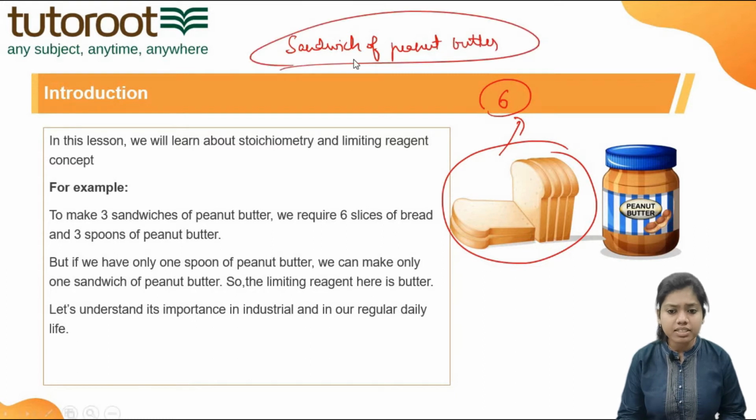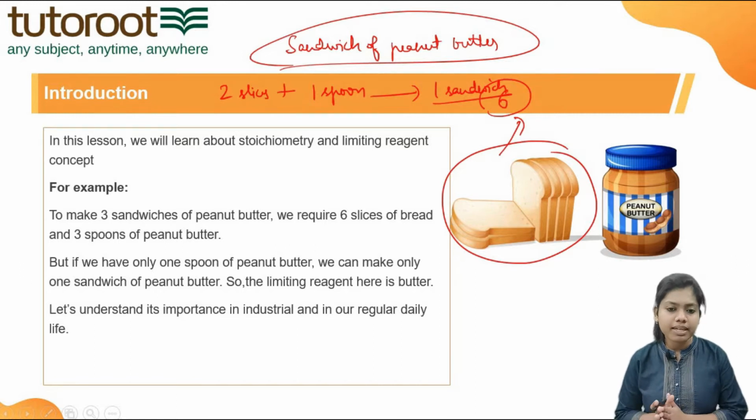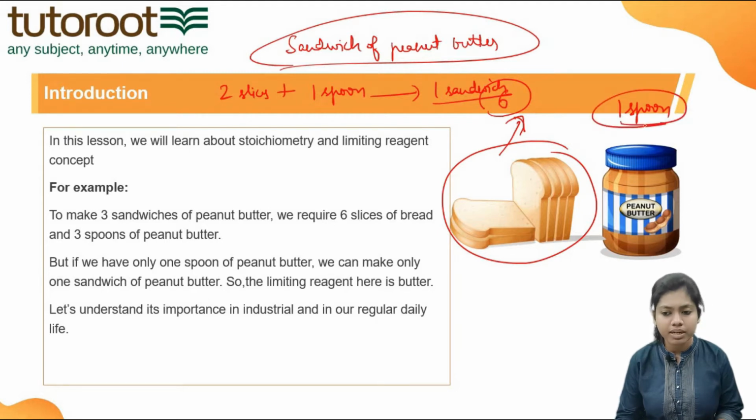The condition for preparing this sandwich is that we require 2 slices of bread plus 1 spoon of peanut butter, which makes 1 sandwich. Now suppose we have the 6 slices as shown in the diagram, but we have just 1 spoon of peanut butter. In that case, what will be the total count of sandwiches that we can get?